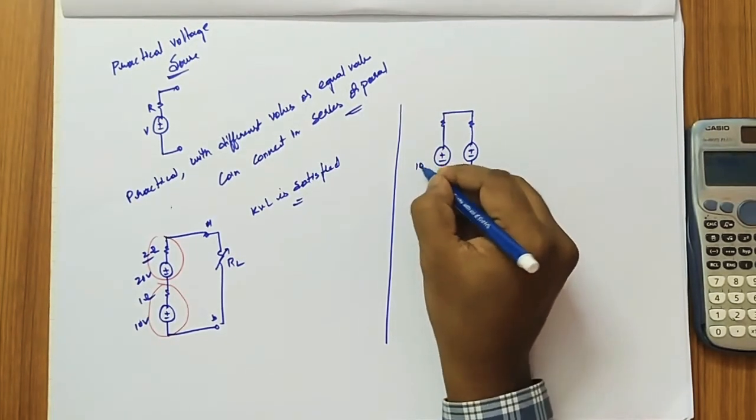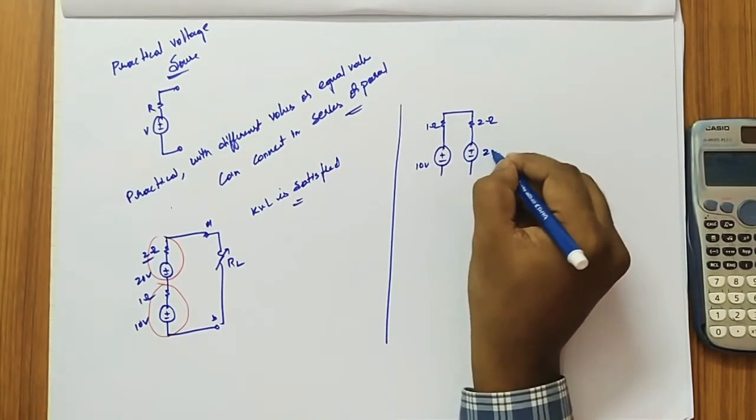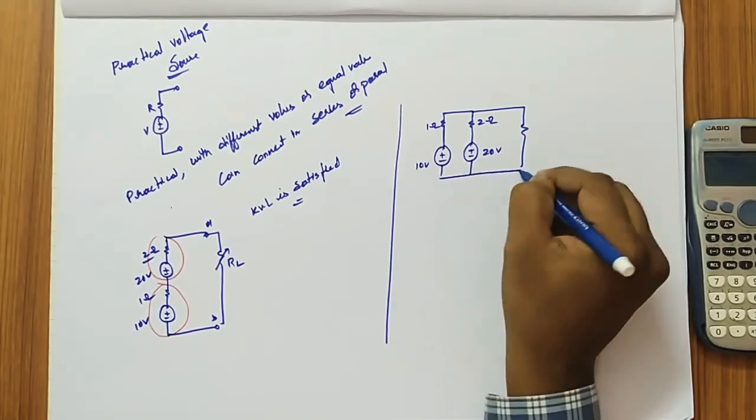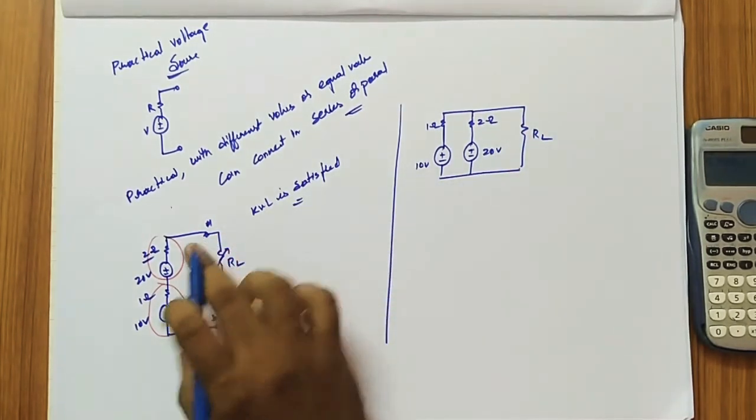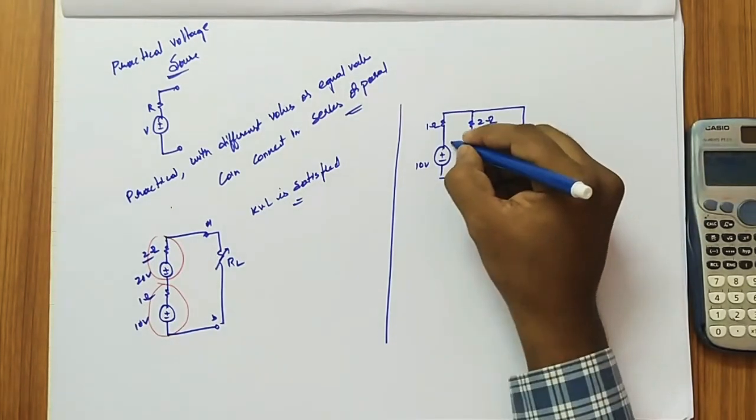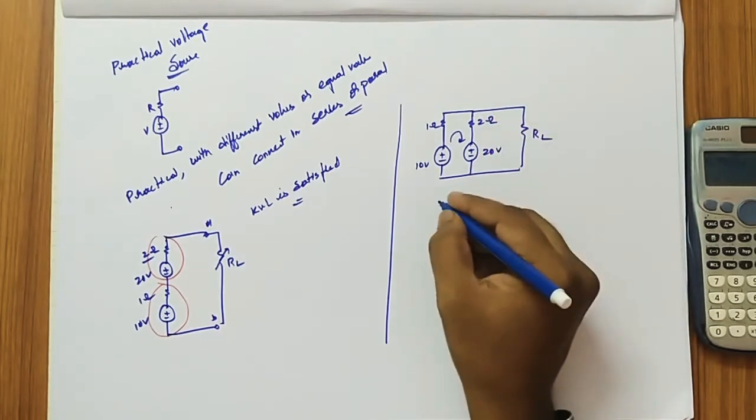This is 10 volts, 1 ohm, and this is 20 volts, 2 ohm and 10 ohm, and they were connected to the same. So I am connecting this circuit in series, but in this circuit in parallel. If you observe carefully, the KVL is satisfied here.